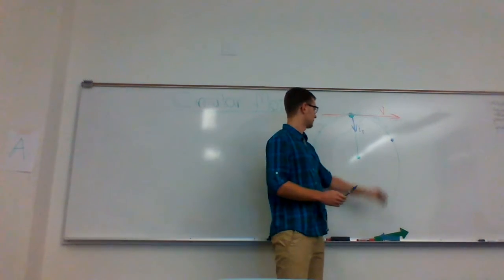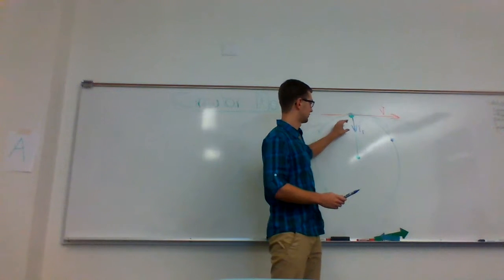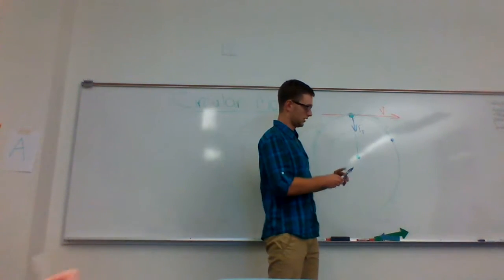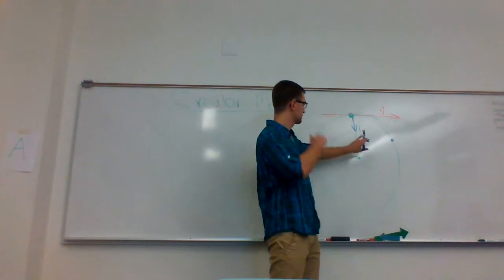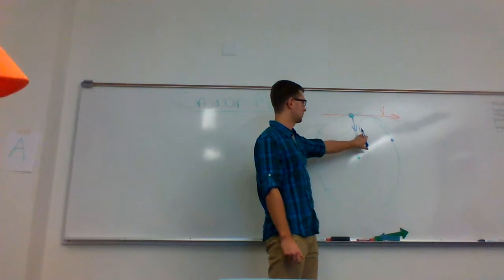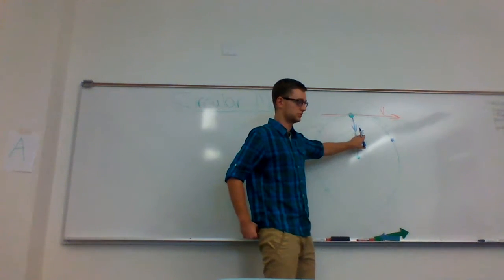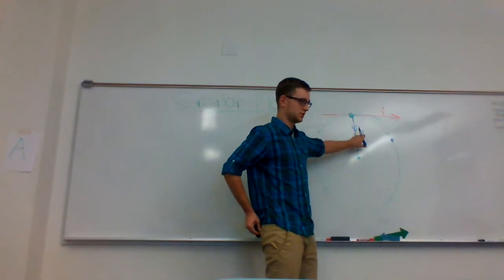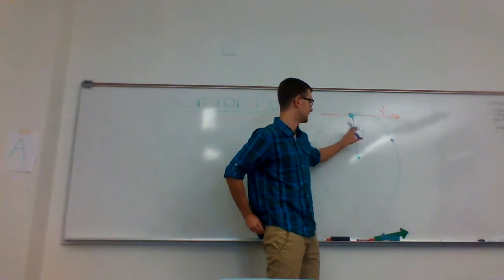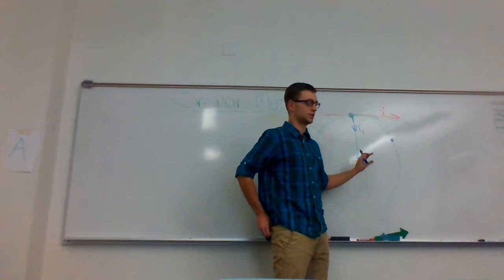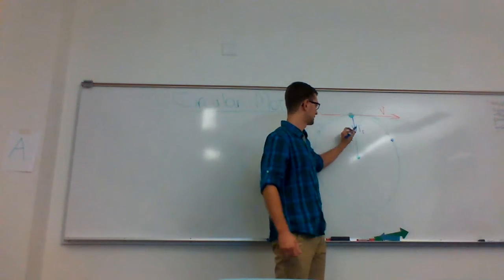Okay, so we've got your velocity vector, you have your force of tension. This force of tension in circular motion is called our centripetal force. So the centripetal force in this example with a string spinning around is our force of tension.